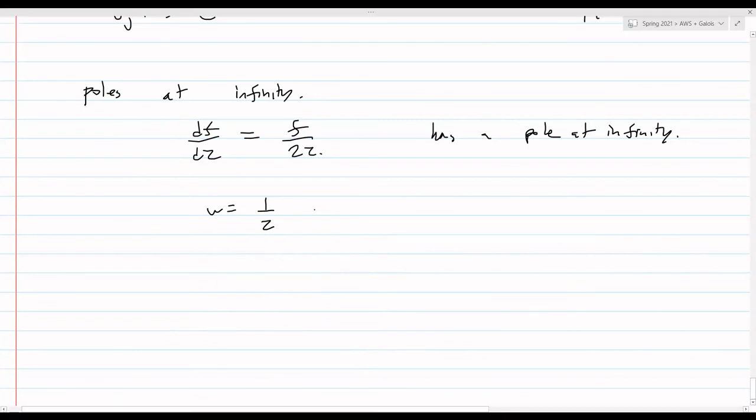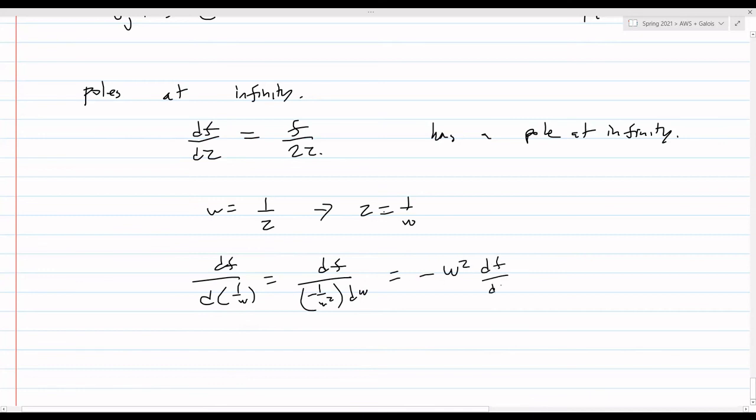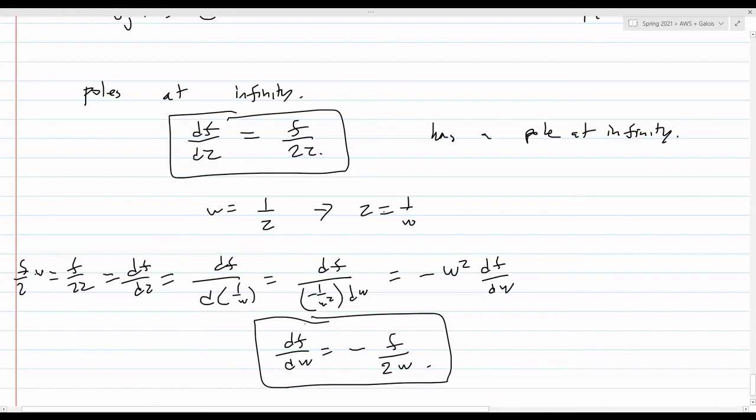Okay, so let me do this. This is the same thing as z equals 1 over w. Maybe this helps. Okay, so then dF over d of 1 over w is going to be dF over negative 1 over w squared dw. And so this is negative w squared dF over dw. And this is equal to dF over dz, which is F over 2z. And that's just F over 2 times 1 over w, because 1 over w is z, right? Then I divide by w squared on both sides, so dF over dw is negative F over 2w, right? Okay, so if I re-express this differential equation at infinity, using the change of variable z equals 1 over w, then I see that this has a pole at infinity.